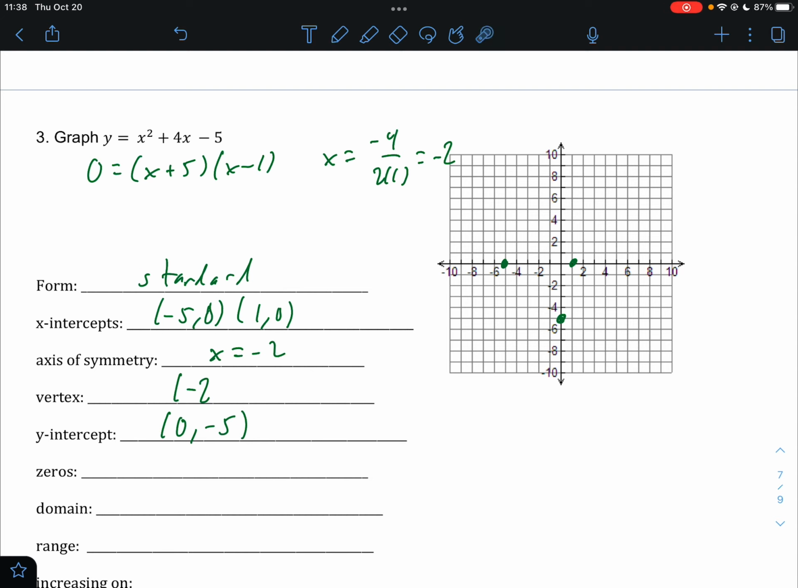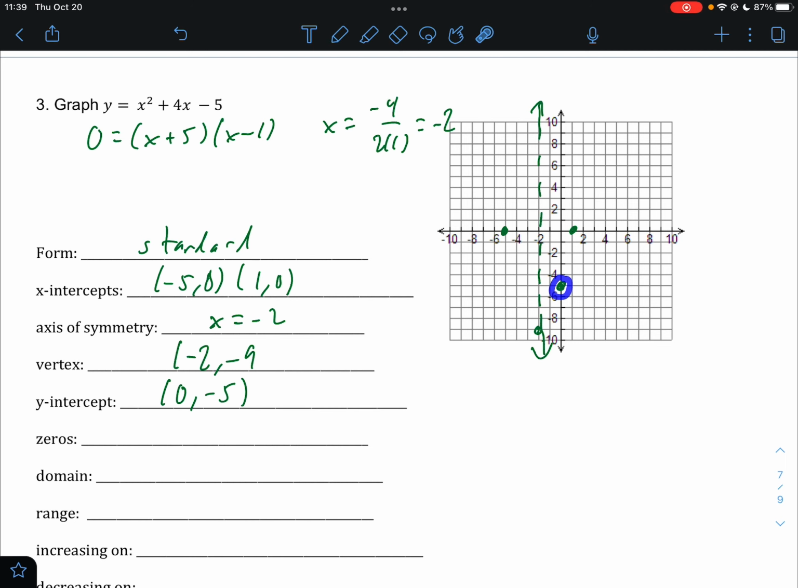To get our y-coordinate, you're simply going to take negative 2 and put it back in here. So it'll be 4 minus 8 minus 5, which is negative 9. That's negative 2, negative 9. This is our axis of symmetry, which means if you take this point and move it over that line, we would get this point right here, negative 4, negative 5 as well. Our zeros are negative 5 and 1.